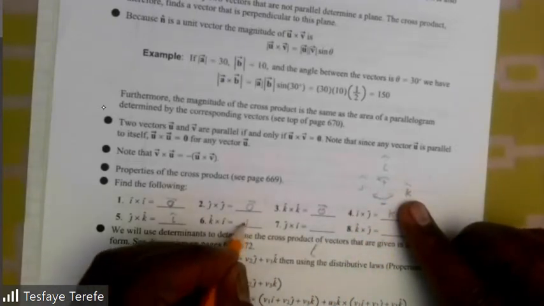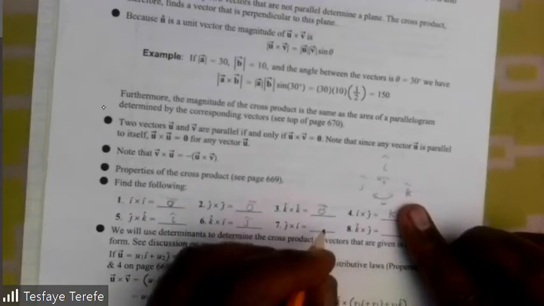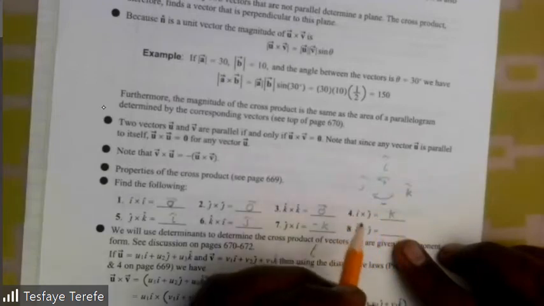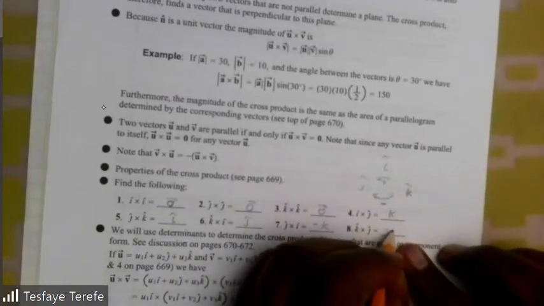So, okay, you start with K and you go counterclockwise. That is actually a J. All right. And what is J cross I? Negative K. Okay, negative K. And what is K cross J? Negative I. Negative I. Very good.